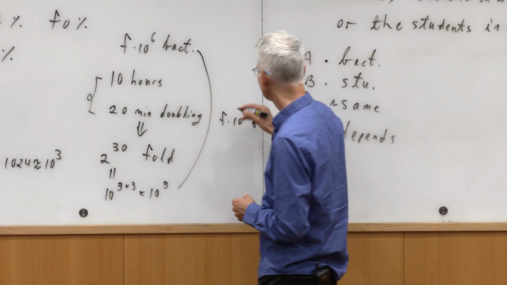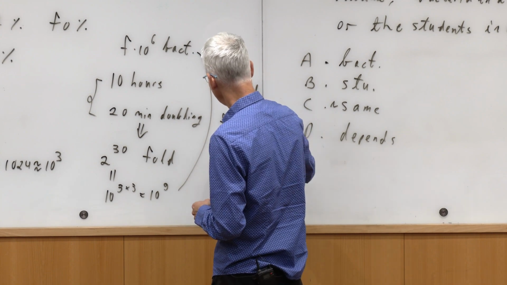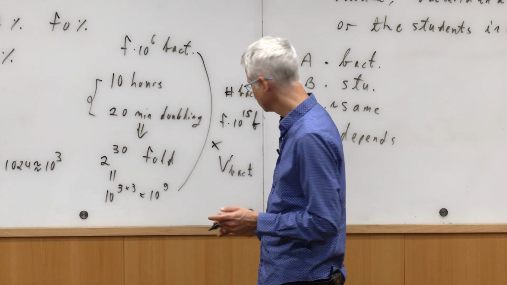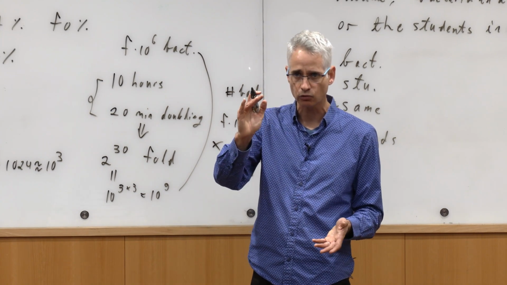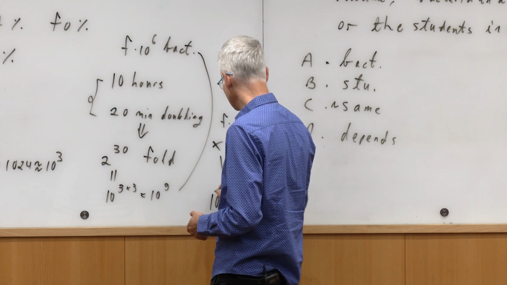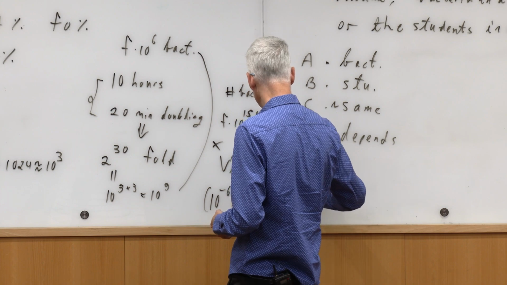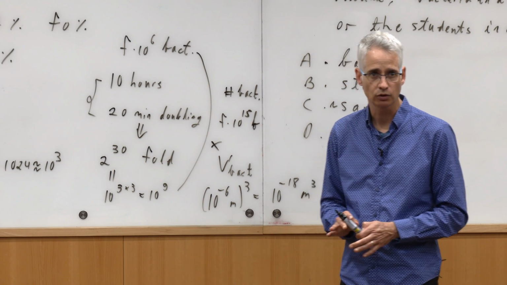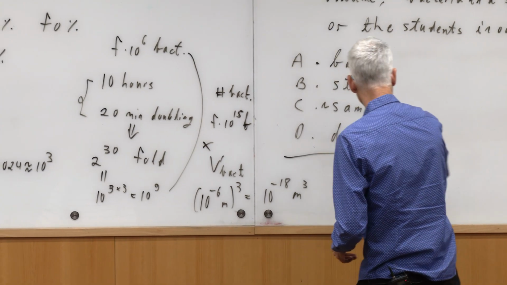Okay, so you need to take the number of bacteria, and you want to multiply it by the volume of the bacteria, which is 1 micrometer times 1 micrometer times 1 micrometer. So it's 10 to the minus 6 meters cubed, which is 10 to the minus 18 meters cubed, right? Good? Okay, I'm sorry that I'm all over the place, but I'm actually enjoying myself.